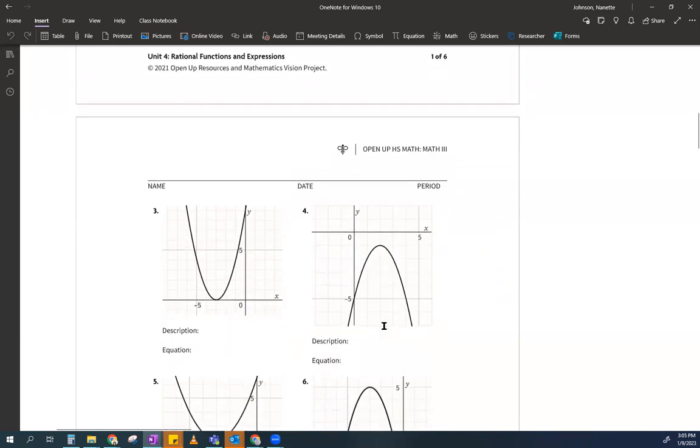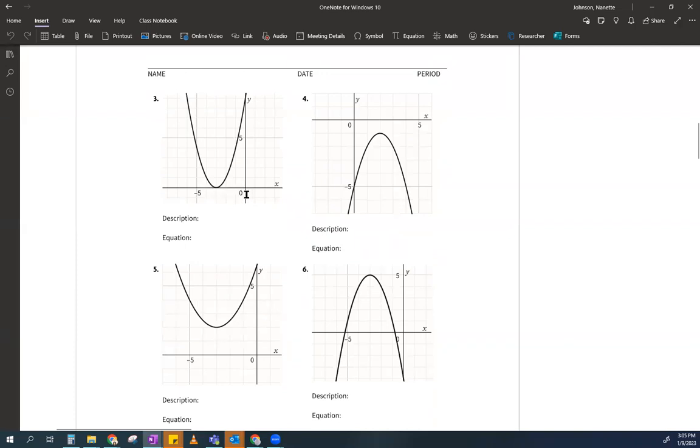Okay. Number 3. So number 3 looks like it's being shifted, right? So normally my original guy looks like this, right? So if I scoot him over, it kind of looks really good. I don't think there's a vertical stretch for this one. That's what my gut is kind of telling me. And it just looks like it's left 3 units. So left 3 units here.